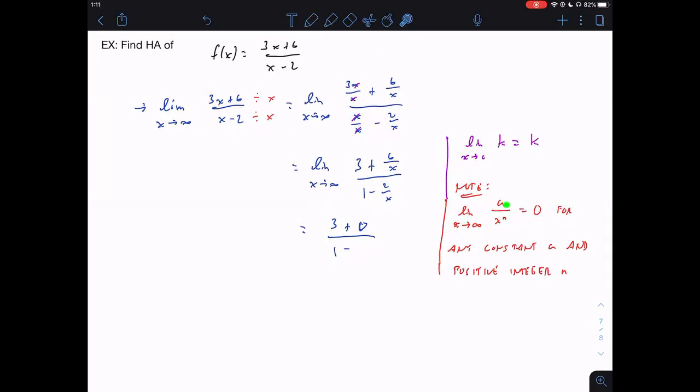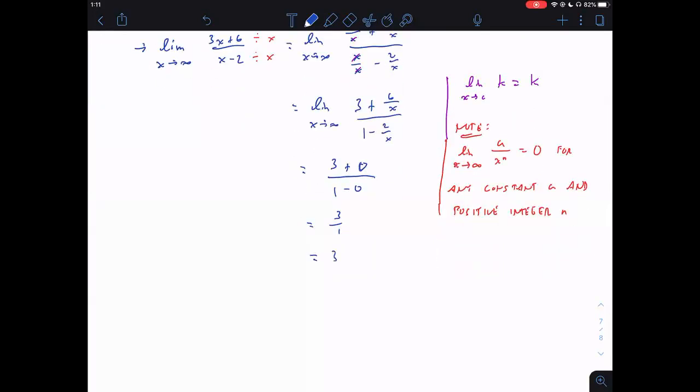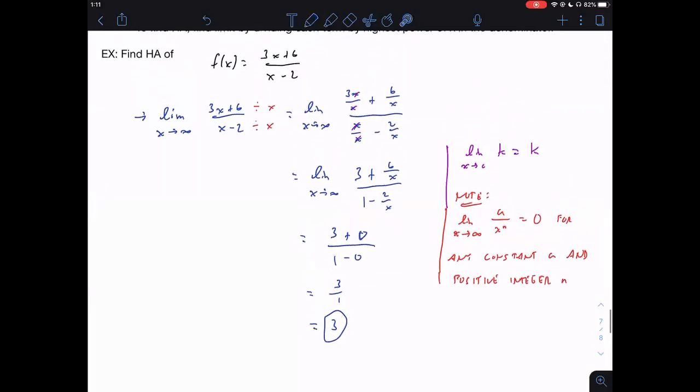If the top remains the same, doesn't change, but the bottom keeps getting bigger and bigger, then this calculation gets closer and closer to 0. So the limit of 6 over x as x goes to infinity is 0, and the limit of 2 over x as x goes to infinity is also 0, leaving us with 3 over 1. In other words, the limit of this function as x goes to infinity is going to be 3, indicating that we have a horizontal asymptote at y equals 3.